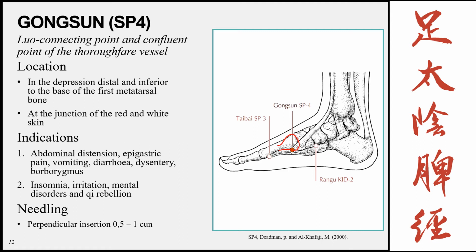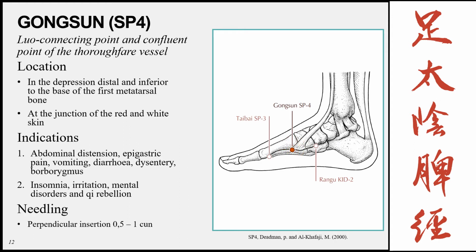And then what we've got to do is go distal and inferior. So inferior is in this direction, distal would be towards the toes, and that puts us in this region. And where in this region we're going to be is based on where the junction of the red and white skin is on this point.